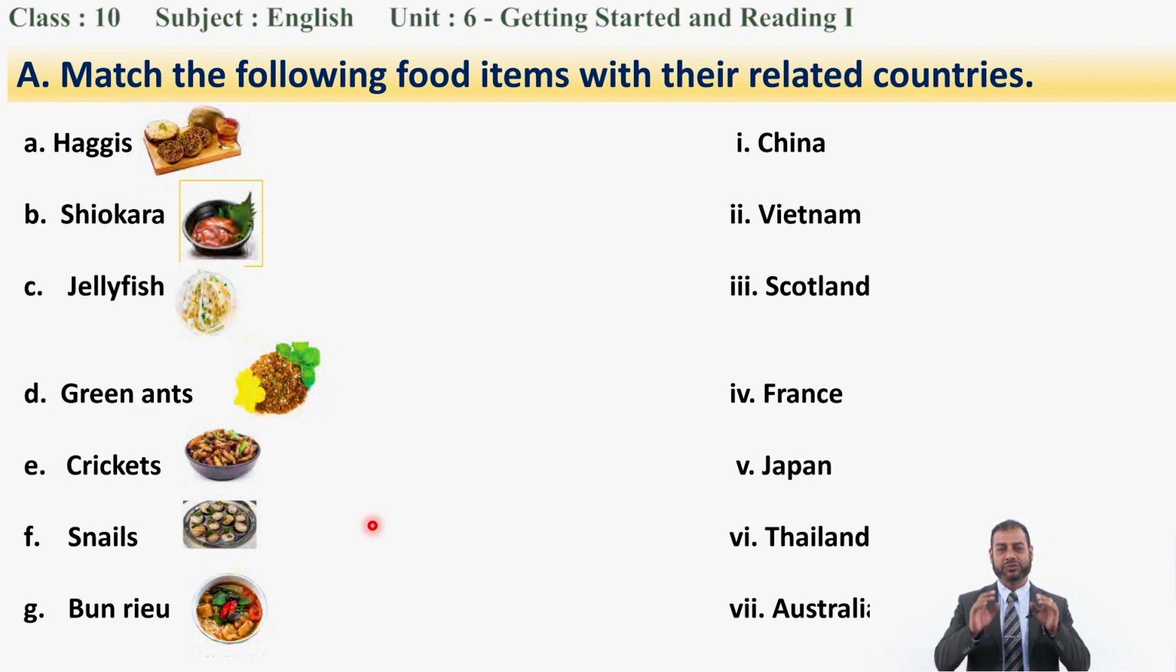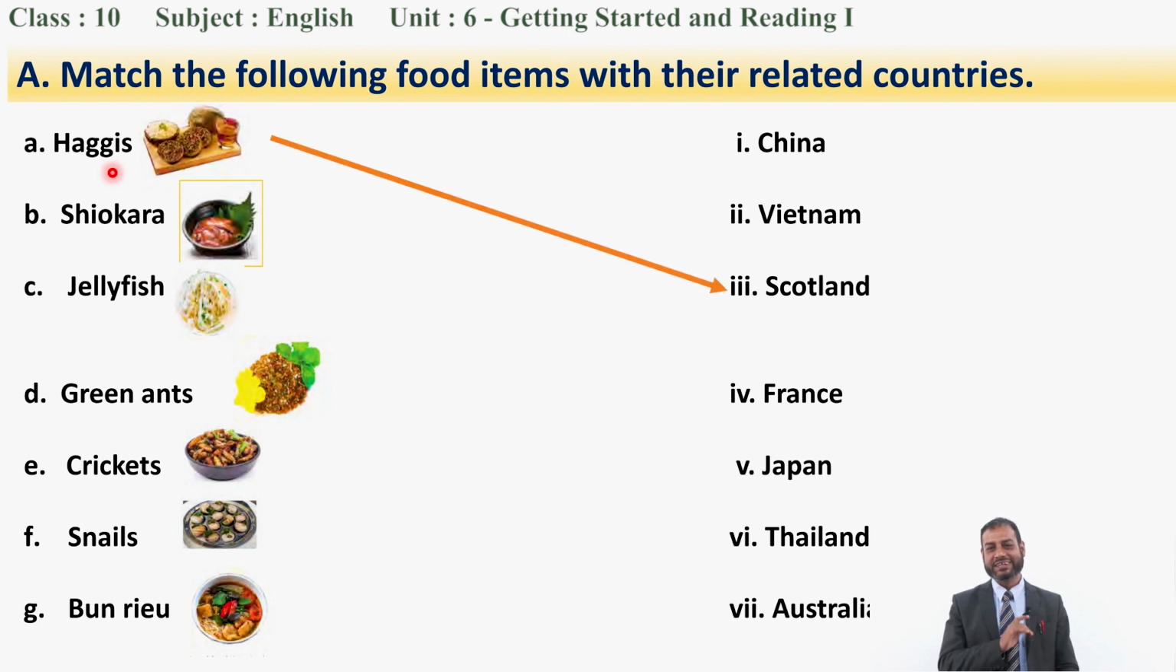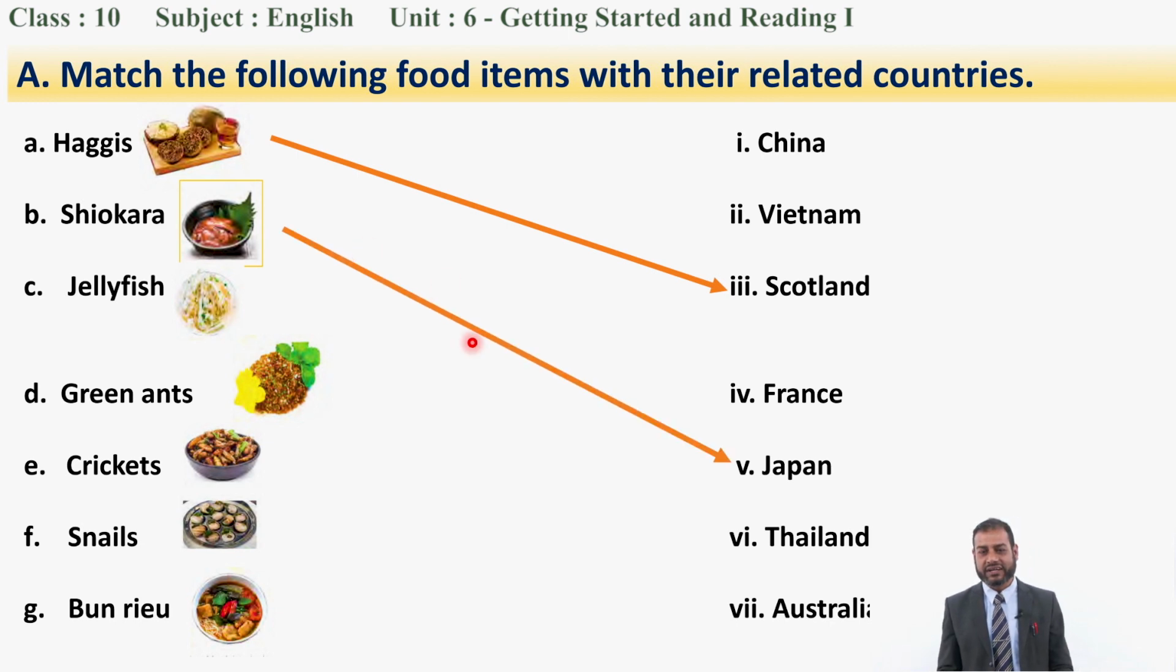Now it's your time to check your answers with me. Okay. Now, can you tell me the country for the food haggis? What is it? All of you tell me loudly. Okay, let me check. Yes, it is Scotland. So if you have matched haggis with Scotland, you are perfectly correct. Okay, you are absolutely right. Next, shiokara. Now tell me the country for shiokara. Which one is it? Oh yes, it sounds like a Japanese word, so of course it is Japan.